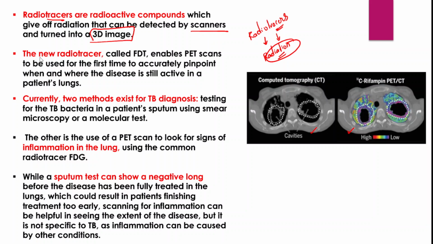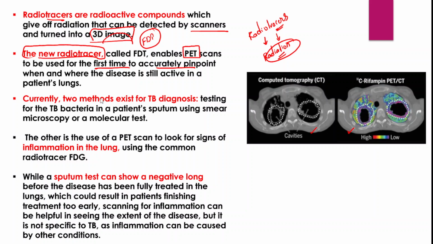Right, so these radio tracers which emit radiation are also called FDG, and this FDG enables positron emission tomography scans to be used for the first time to accurately pinpoint the areas which are infected by the TB disease in the lungs of the affected individuals.